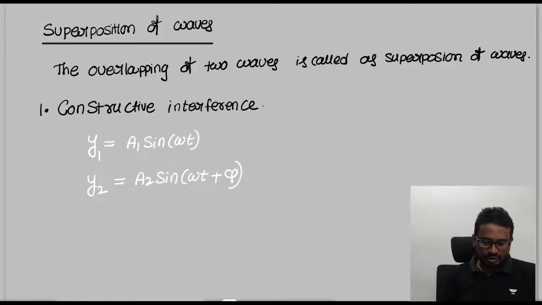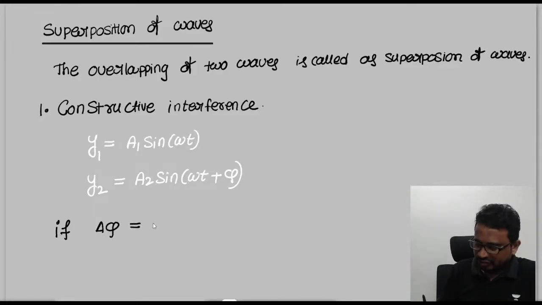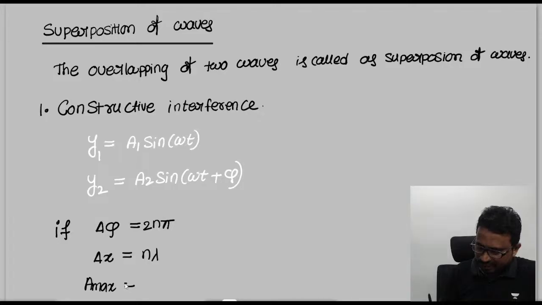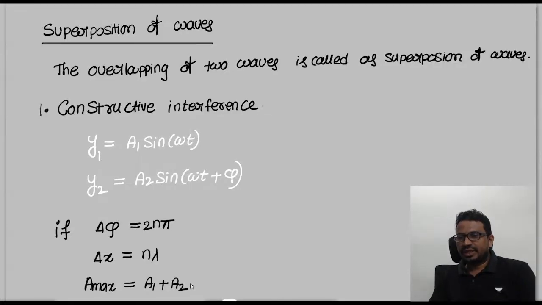If the two waves are superimposed, maxima and minima will be formed. The maxima condition is what? For constructive interference, the phase difference delta phi must be 2n pi, and the path difference delta x equals n lambda. In this scenario the amplitude is maximum. The maximum amplitude is given as a1 plus a2. This is called constructive interference.